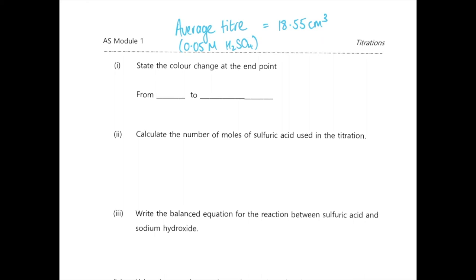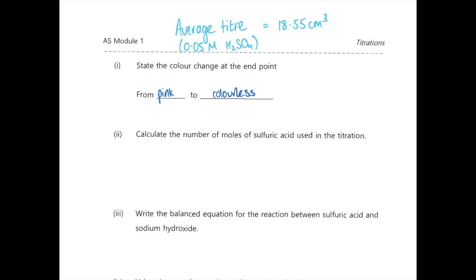From the video we've definitely seen that it's pink to colourless. It took a while at times, but we got there eventually. So the colour change was pink to colourless, and that's because we had sodium hydroxide in the conical flask. It's an alkali, and phenolphthalein is pink in alkali, and then it turns colourless on the addition of sulfuric acid.